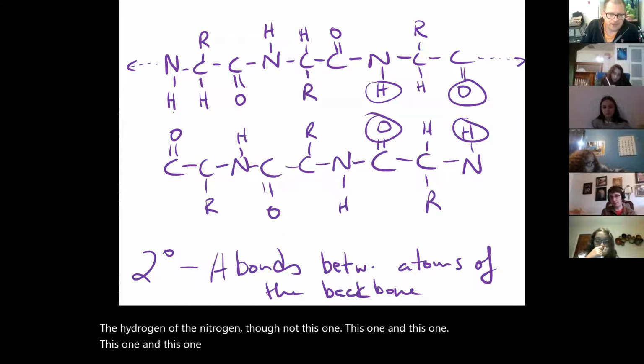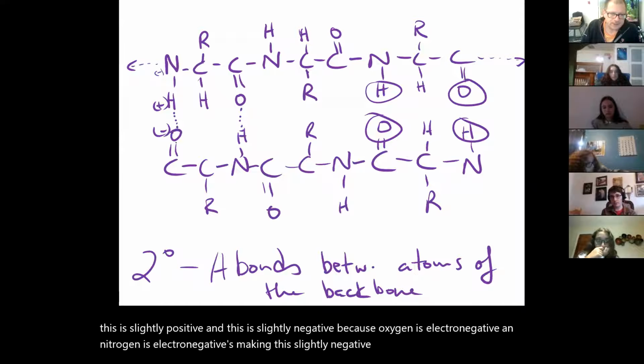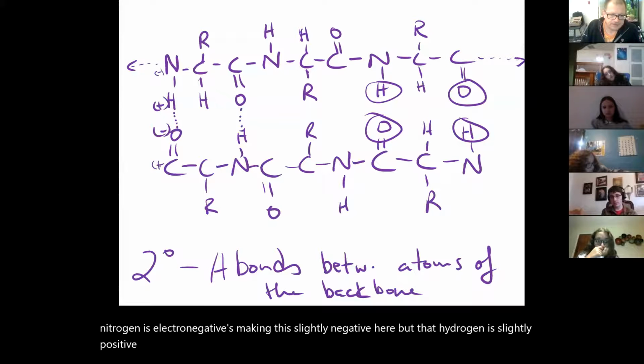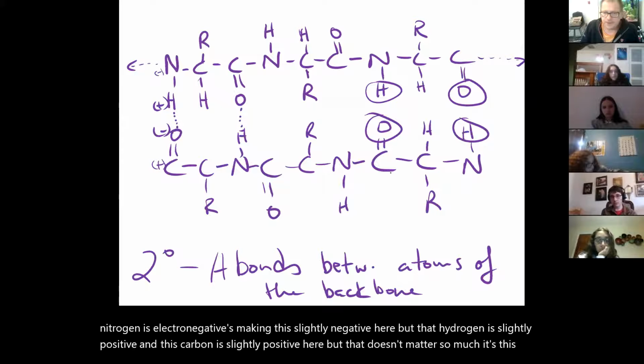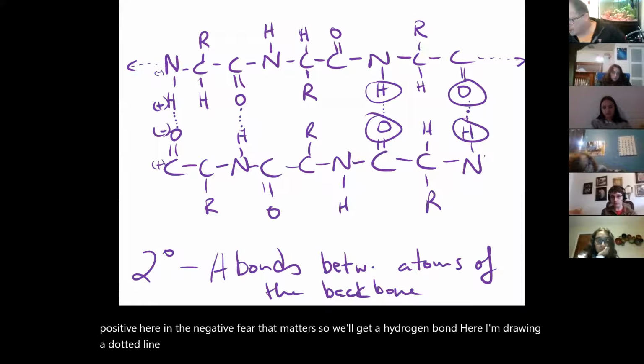And those are going to form hydrogen bonds between them because this is slightly positive and this is slightly negative, because oxygen is electronegative and nitrogen is electronegative, making this slightly negative here, but that hydrogen is slightly positive. And this carbon is slightly positive here, but that doesn't matter so much. It's this positive here and the negative here that matters. So we'll get a hydrogen bond here, here. I'm drawing a dotted line because it's a hydrogen bond, not a covalent bond.